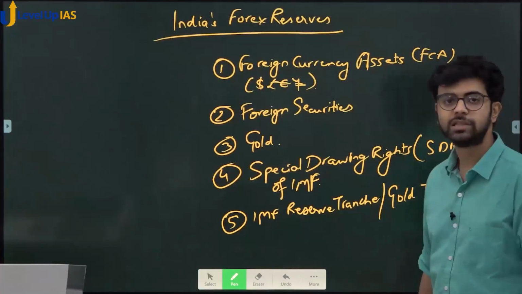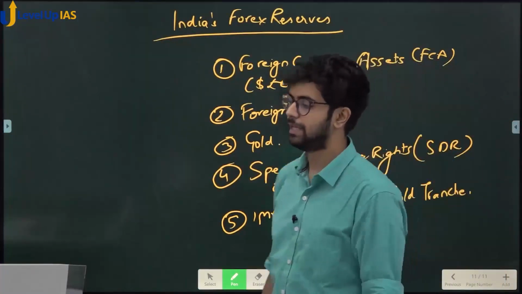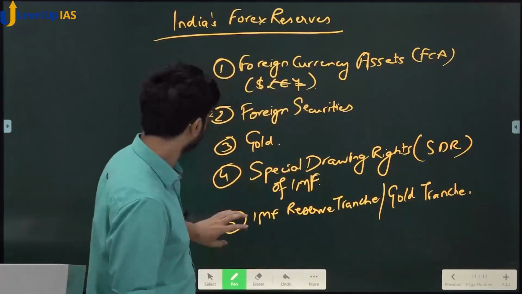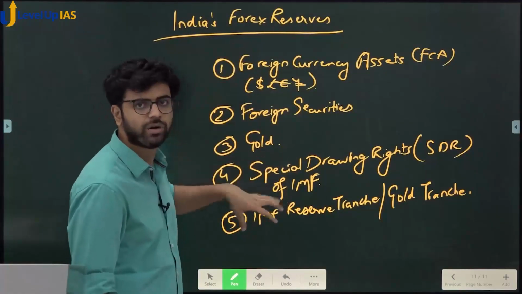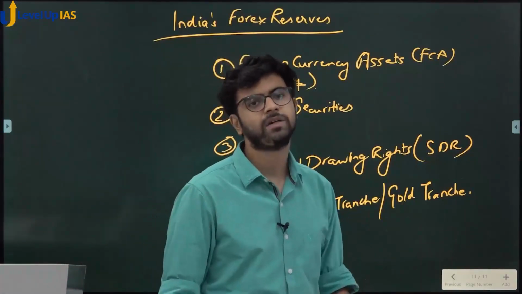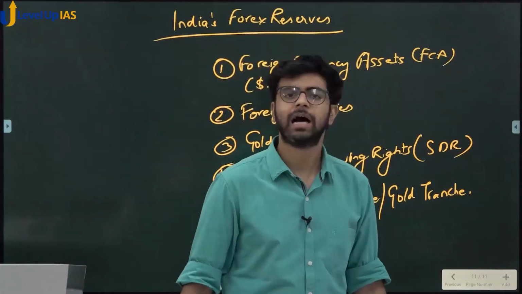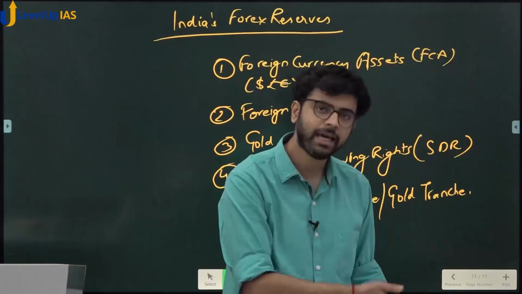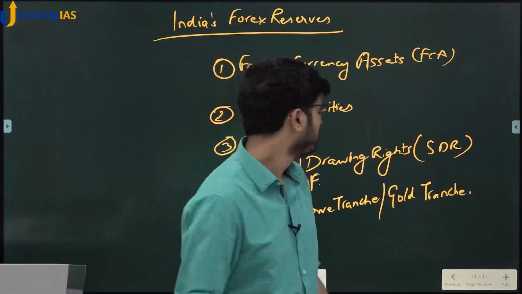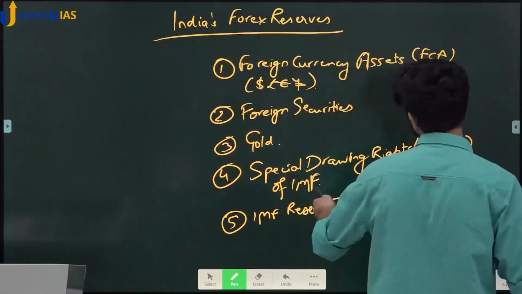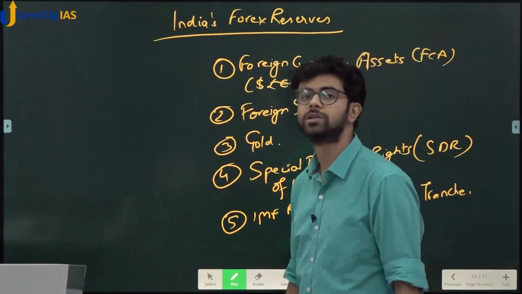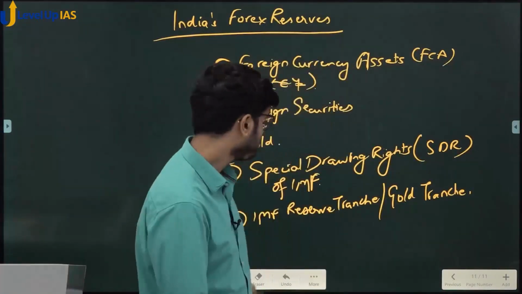So reserve tranche is nothing but India's reserves with the IMF. It is in the form of currency only. So India has pledged, let's say, some rupees or some dollars with the IMF, which in extreme situations the IMF will give back to India, saying it is your own, you have kept it with us for emergency situations. That is the reserve tranche. This is the currency of the IMF, which every country gets depending on its contributions, depending on its quotas and all.